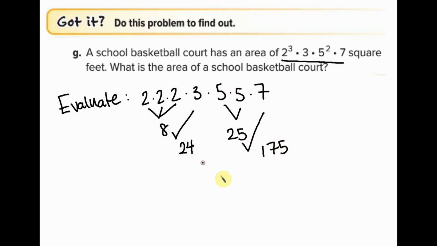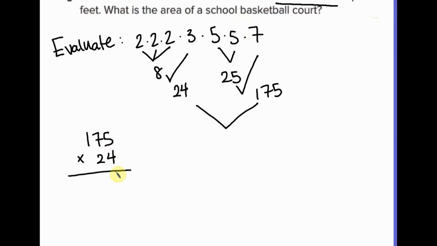So when I multiply 175 with 24, let me write it on here. Multiply with the ones first. So 4 times 5, I'll get 20. 4 times 7 is 28 plus 2, I'll get 30. 4 times 1, I get 4 plus 3 is going to be 7. The next number will be using the tens digit.